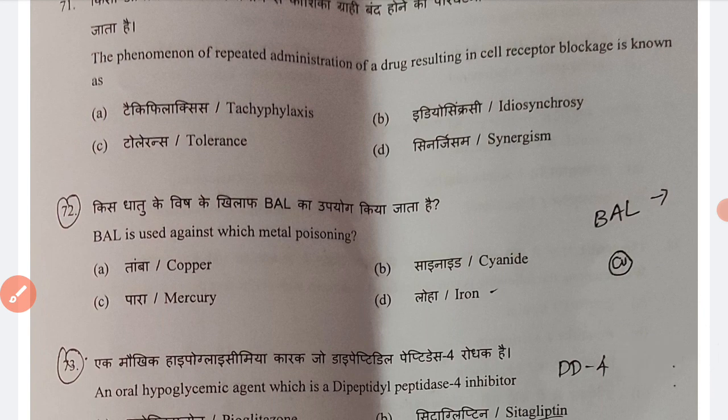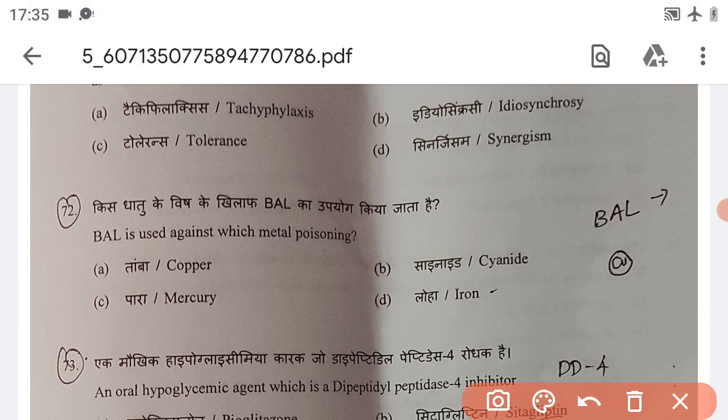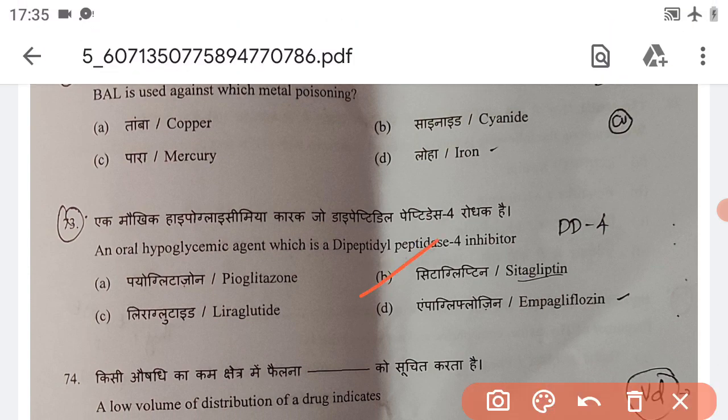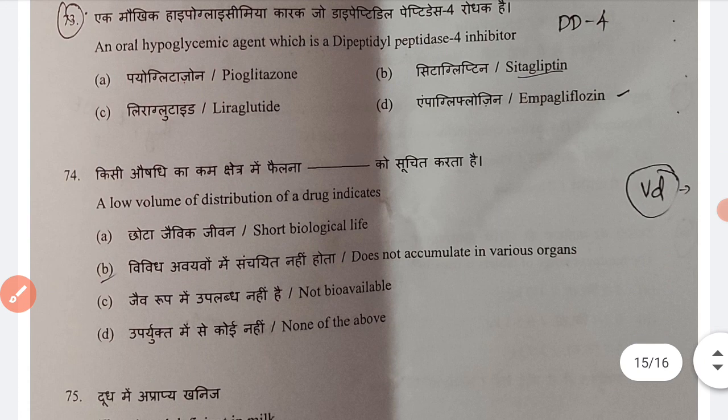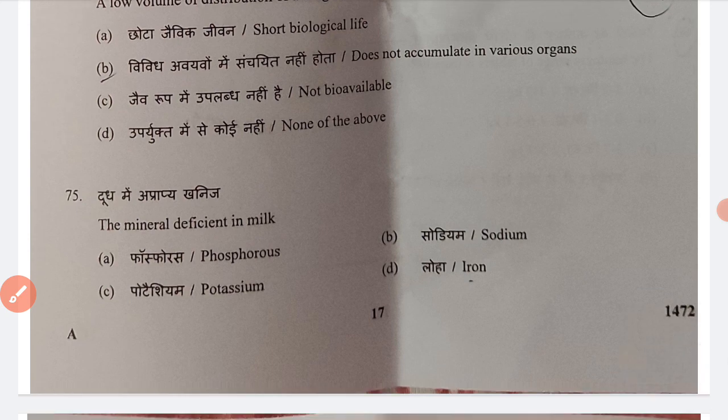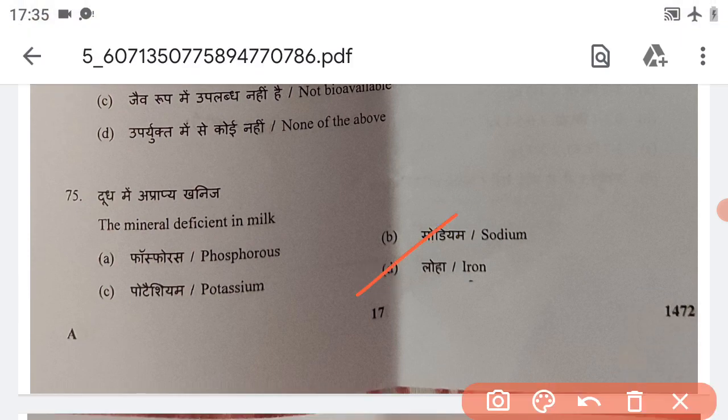Next, BAL is used against which metal poisoning? Mercury. An oral hypoglycemic agent which is a DPP inhibitor. DPP inhibitor example is sitagliptin. Next, a low volume of distribution of a drug indicates it does not accumulate in various organs, it stays in the blood. So the right answer is option B. Next, mineral deficient in milk is iron.